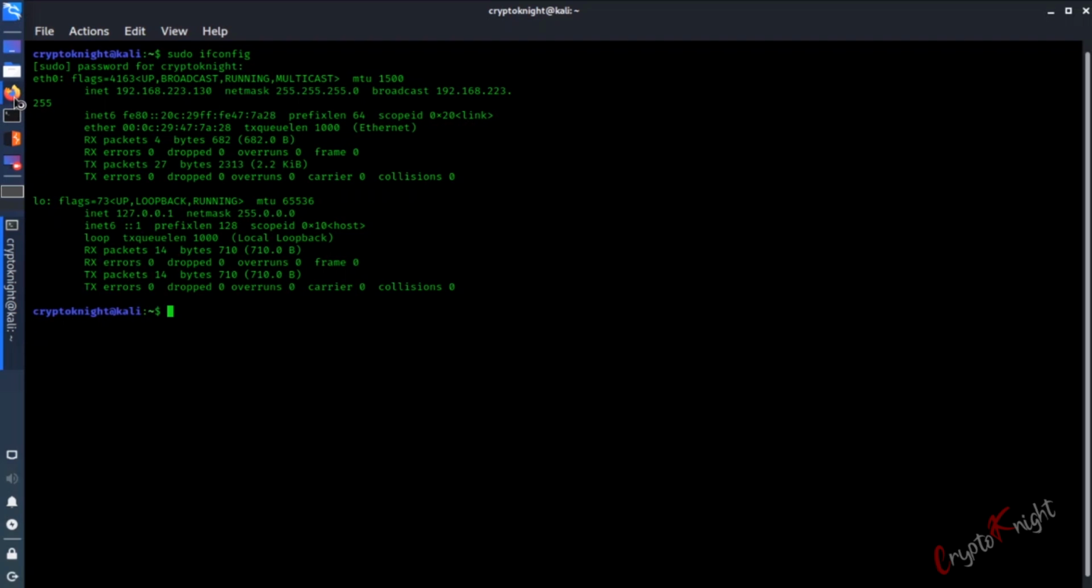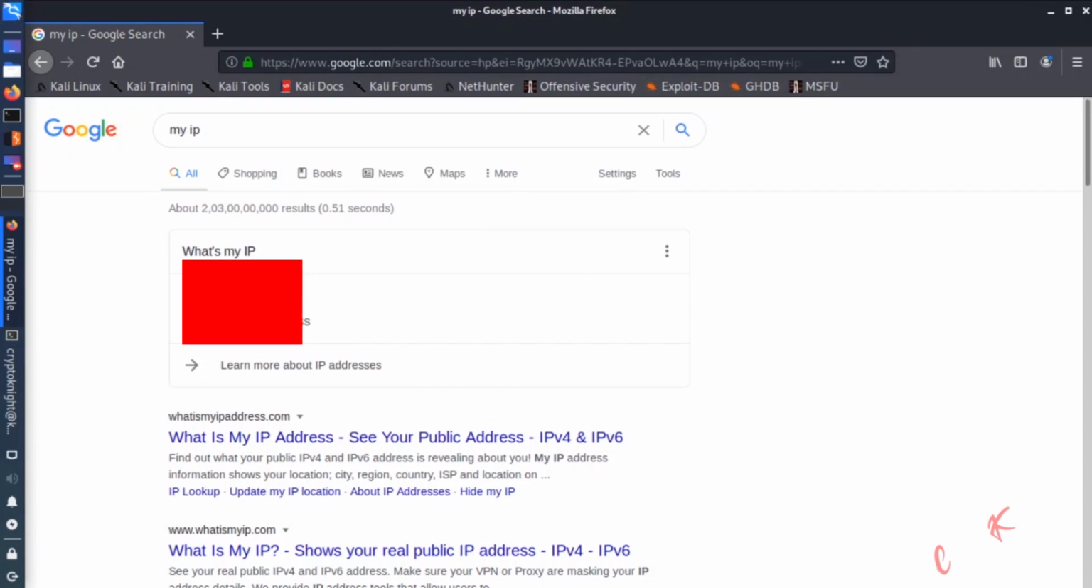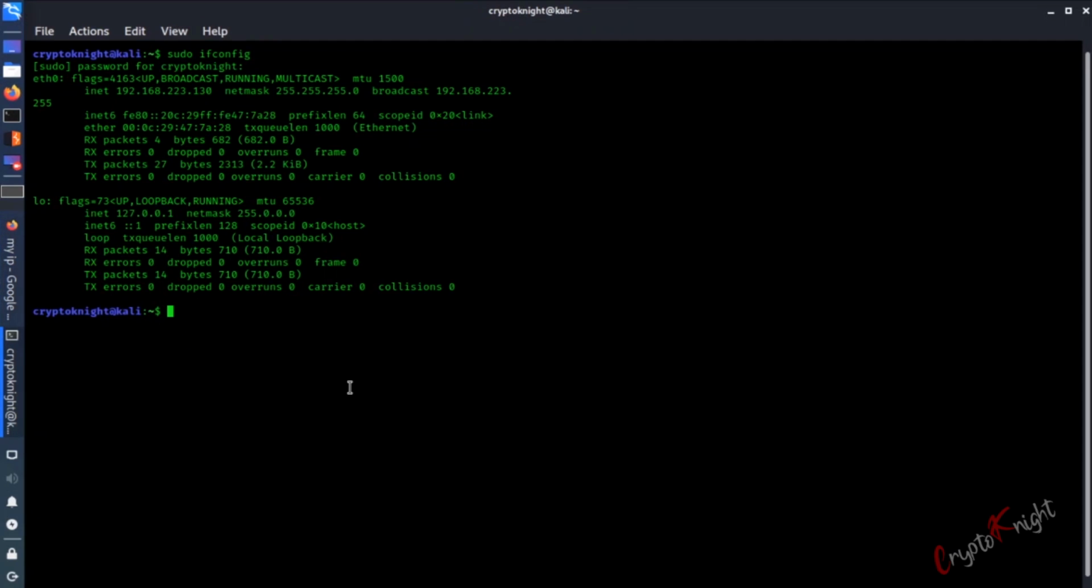Now what is the public IP address? Go to Google and simply search for "my IP". It will show you your public IP address. Now what the difference actually is, let me visit the terminal.